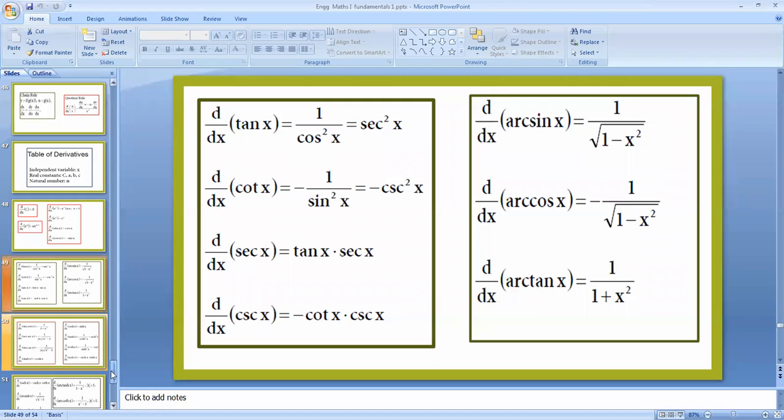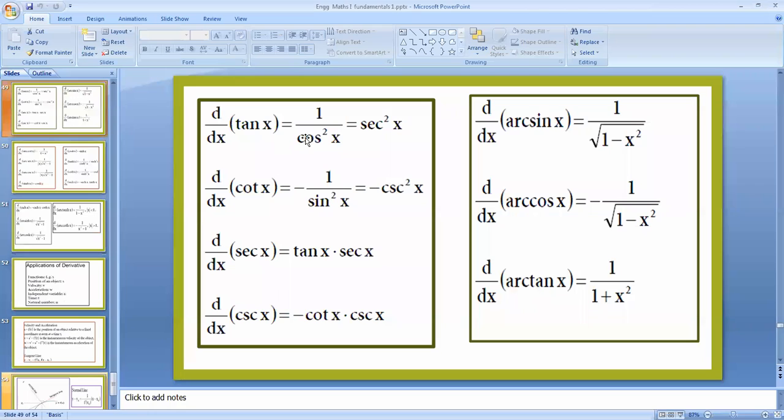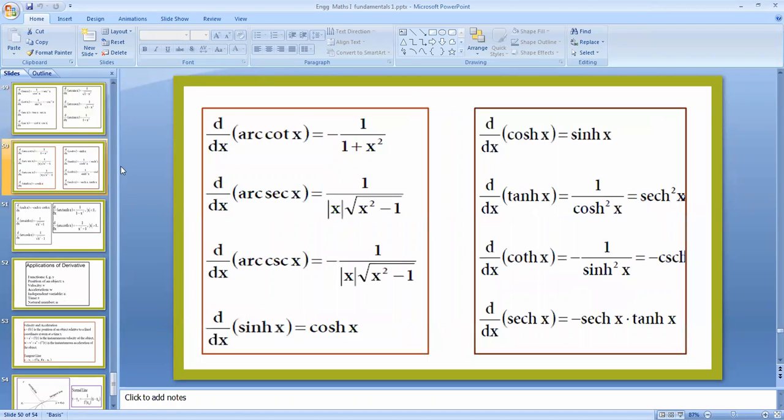And what is next? d by dx of tan inverse of x, which is 1 upon 1 plus x square. Then d by dx of cot inverse of x. Now you have studied that tan inverse of x is 1 upon 1 plus x square. But what is it for cot inverse of x? It will be minus times the differential of tan inverse of x, which is 1 by 1 plus x square. So minus 1 upon 1 plus x square.